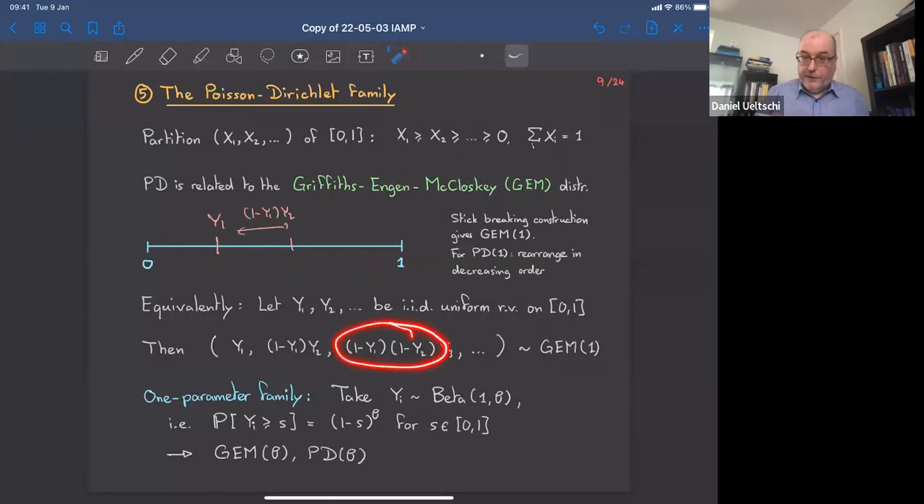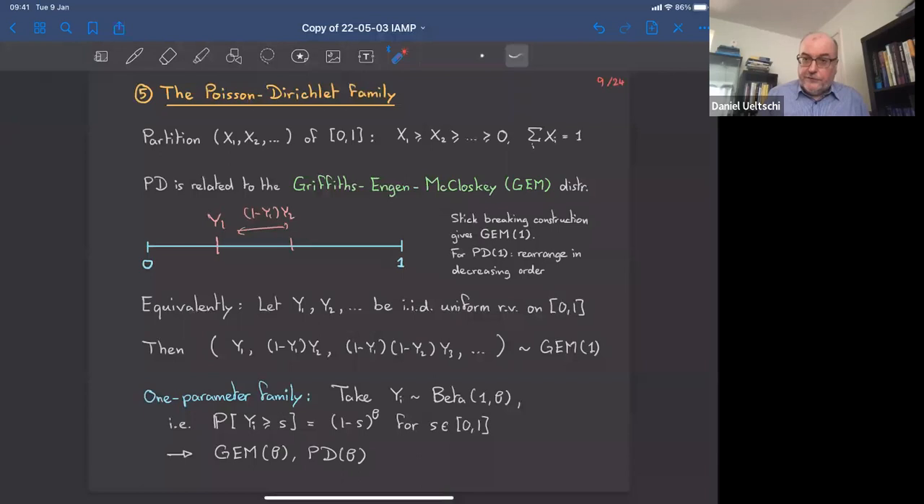So if you look at this vector over here, you get exactly the same thing as this residual allocation or stick breaking construction. So you get this so-called GEM of parameter 1. And if you rearrange this random vector from the largest element to the smallest, you get Poisson-Dirichlet. So this is a nice construction. It's quite easy, and it actually allows some calculations. So this gives the Poisson-Dirichlet of parameter 1.